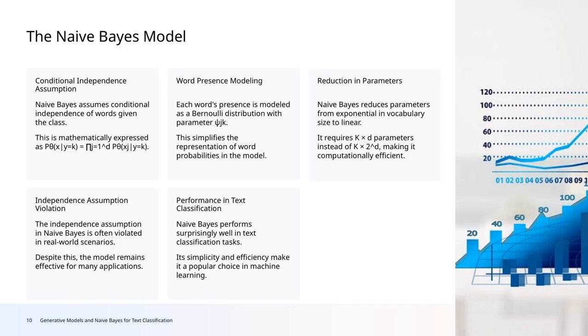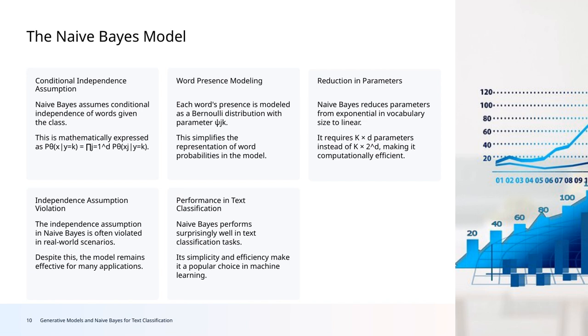Now, let's take a closer look at the naive Bayes model and why it's so popular for text classification. Surprisingly, despite its simplicity, naive Bayes performs quite well in these tasks. Its ease of implementation and computational efficiency make it a go-to choice in machine learning applications involving text. One of the key points to understand is the independence assumption. Naive Bayes assumes that the presence of one word is independent of the presence of another, given the class. While this isn't always true in real-world data, meaning the independence assumption is often violated, the model still tends to perform effectively across many scenarios.